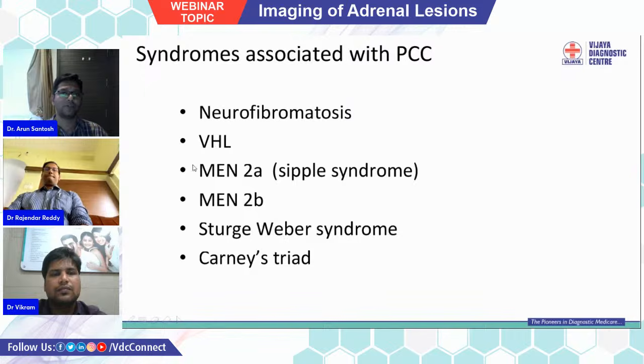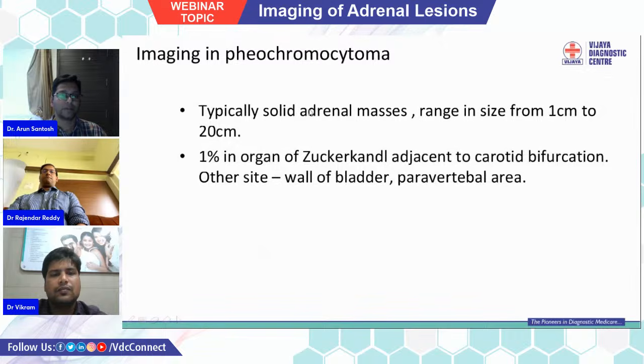So there are many syndromes which are associated with pheochromocytoma: neurofibromatosis, VHL, MEN syndrome, Sturge-Weber. In pheochromocytomas, most of the lesions are solid, typically homogeneously solid, ranging from 1 to 20 centimeters, and involve the adrenal gland, unilateral or bilateral.